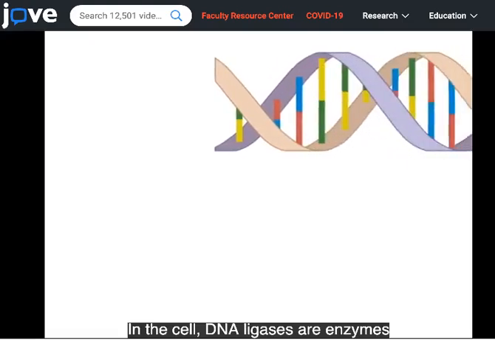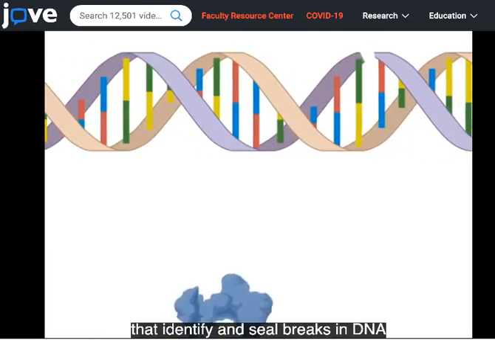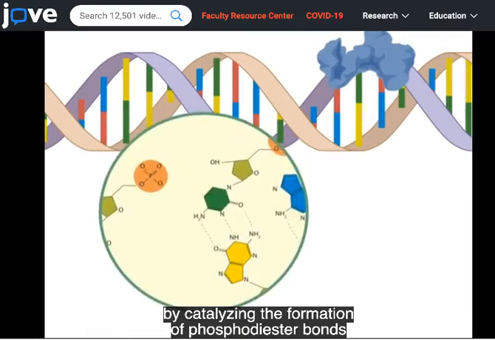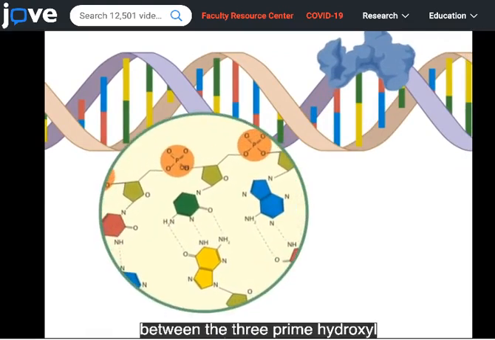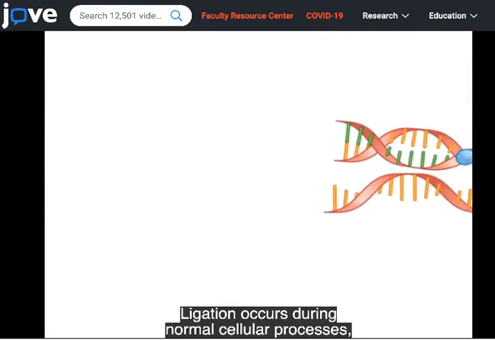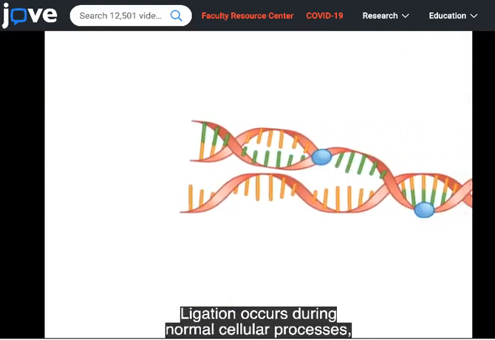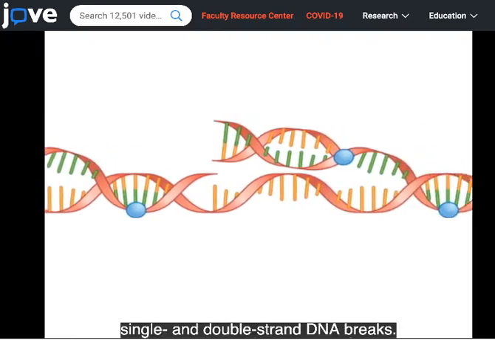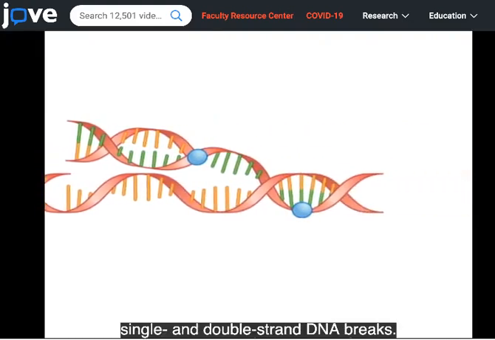In the cell, DNA ligases are enzymes that identify and seal breaks in DNA by catalyzing the formation of phosphodiester bonds between the 3' hydroxyl and 5' phosphate groups of the DNA backbone. Ligation occurs during normal cellular processes such as DNA replication to repair single and double-strand DNA breaks.